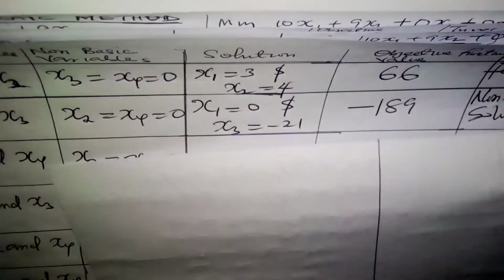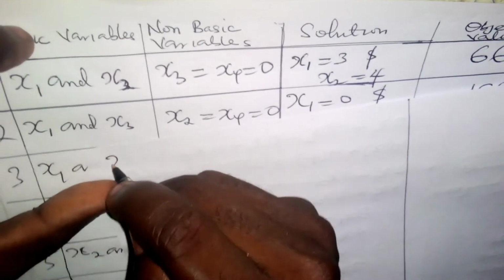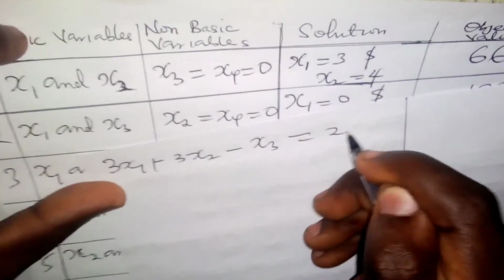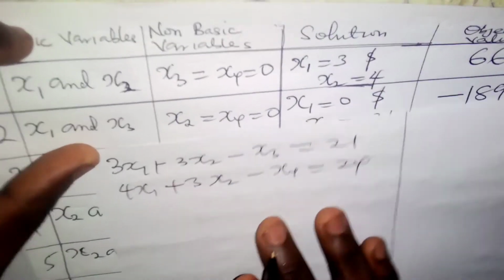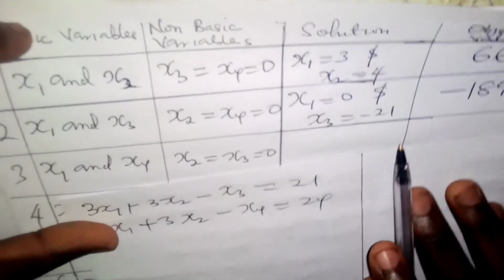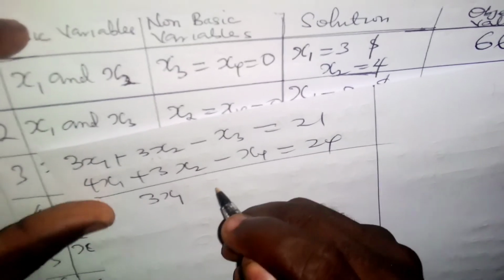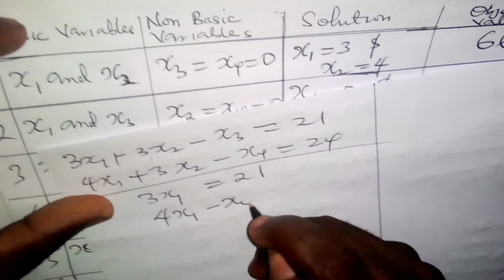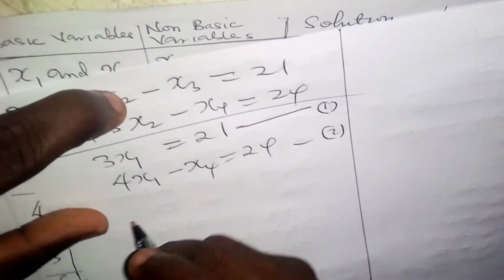Now we go back to the third one. The third one is saying that if we fix x2 and x3 equal to 0 and we solve for x1 and x4, we'll go back to our equations. Our equations are still the same. Don't forget, 4x1 plus 3x2 minus x4 equals 24. But at this stage now, we are making x2 and x3 equal to 0. So these equations will reduce to 3x1 equals 21, 4x1 minus x4 equals 24. Now call this one 1, here 2. Solving for x1.